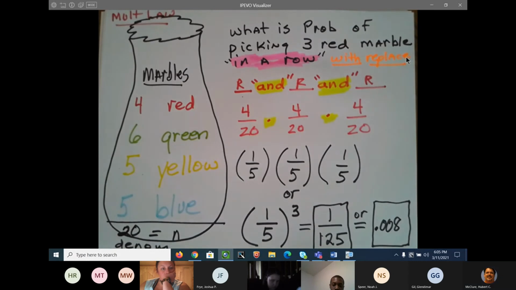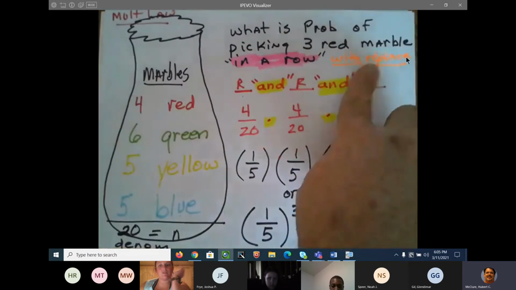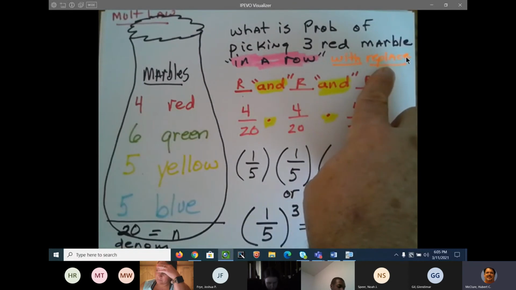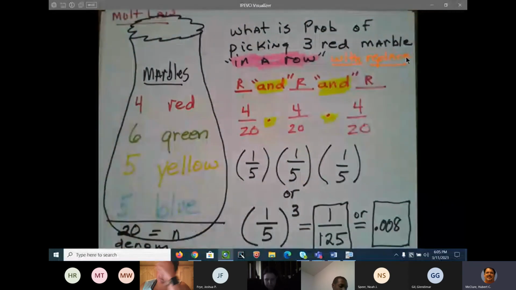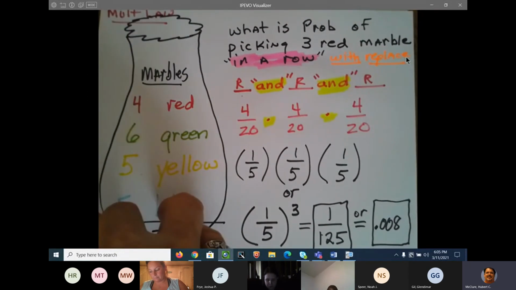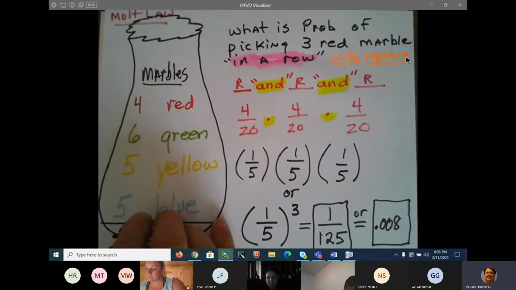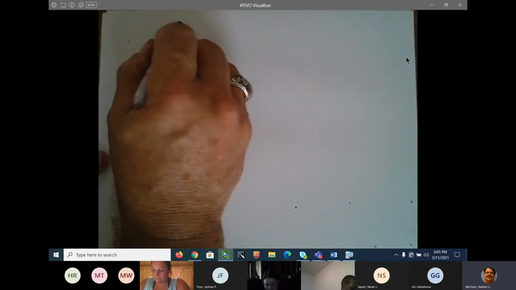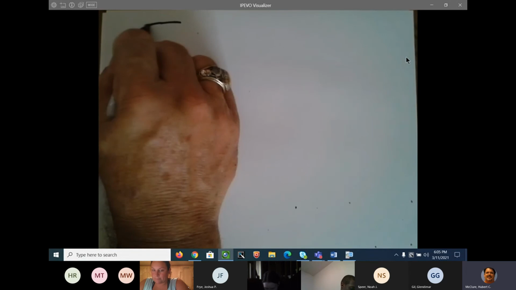Okay? And that's how you do the multiplicative law with what? With replacement. Okay, now we're going to do one without replacement. So same, I want you to draw another marble bag on the next page. Same numbers. So we're going to draw the same marble bag.